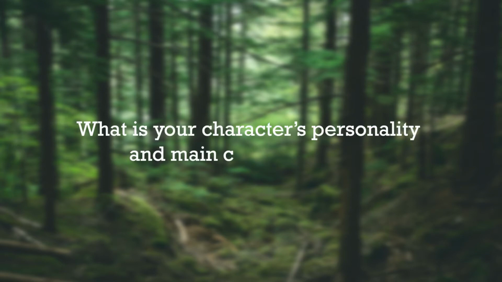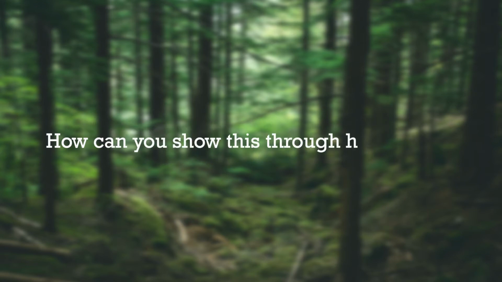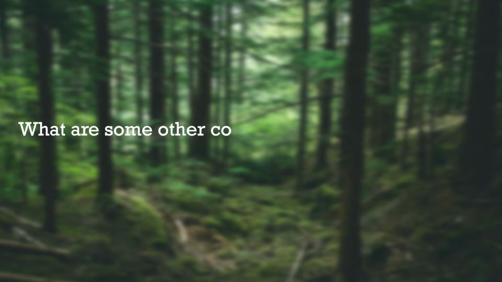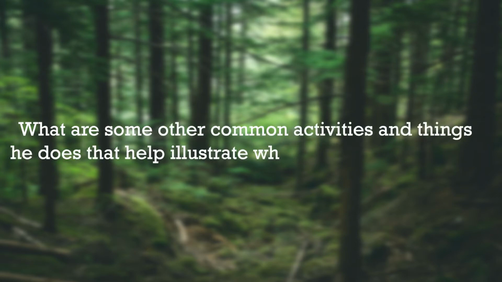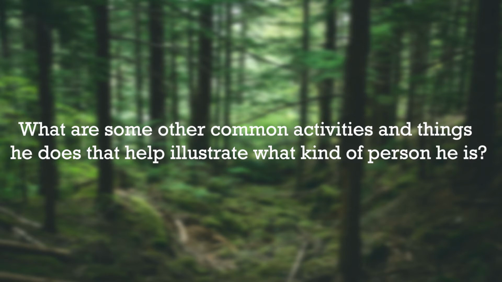Is your character an annoying, spoiled jerk? Then introduce him goofing off and complaining about how bored he is. Is your character a selfish, corrupt lawyer who always uses illegal ways to win court cases? Then have her first introduction be her trying to get evidence in illegal ways, like using bribery, blackmail, and other shifty measures. So ask yourself, what is your character's personality and main characteristics? How can you show these characteristics through their actions? What are some other activities or things that this character does that can illustrate what kind of person they are?